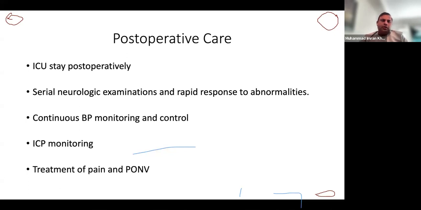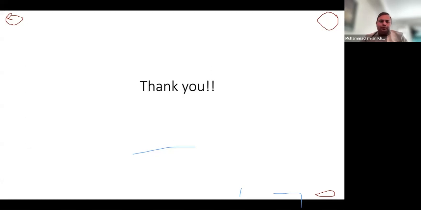For the postoperative part, you need an ICU stay postoperatively for serial neurologic examinations and rapid response to abnormality. You need continuous blood pressure monitoring and control, which can also be provided in the ICU stay, and the ICP monitoring if required, along with treatment of pain and PONV.